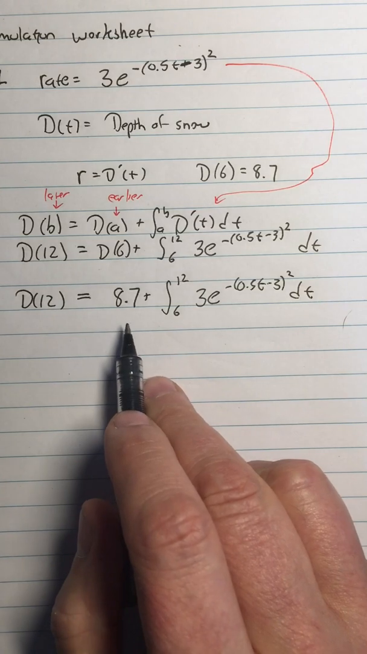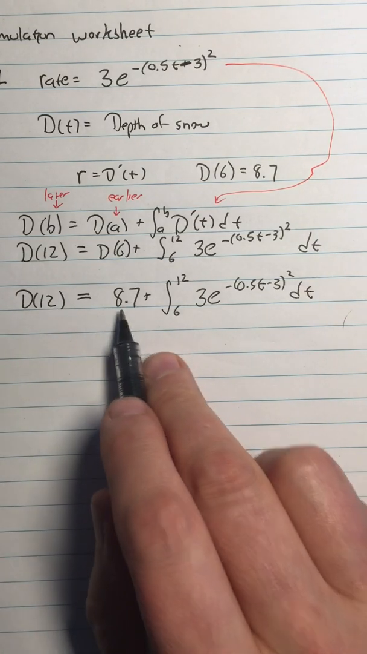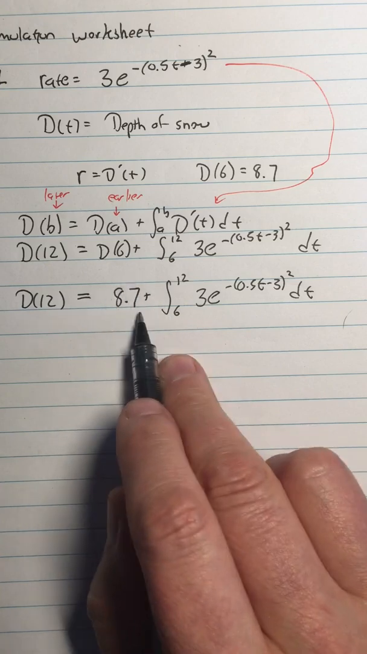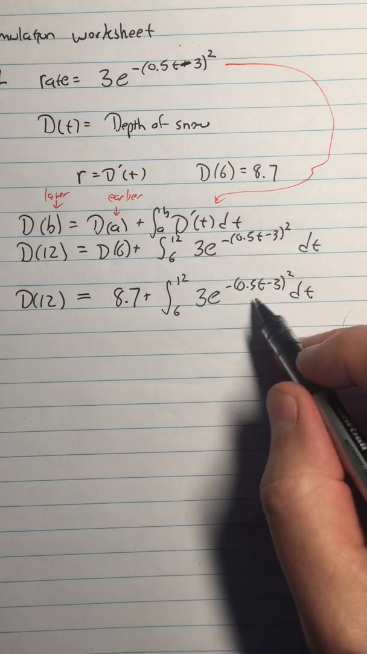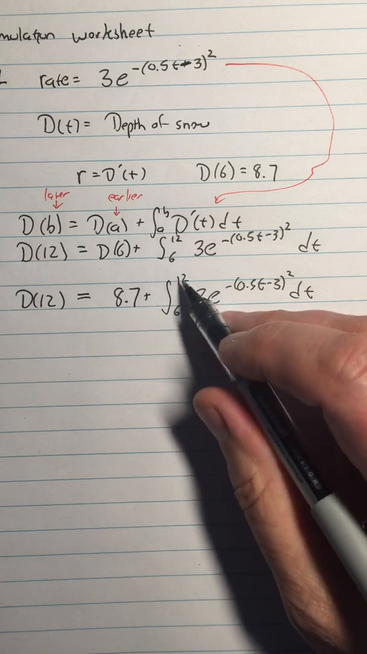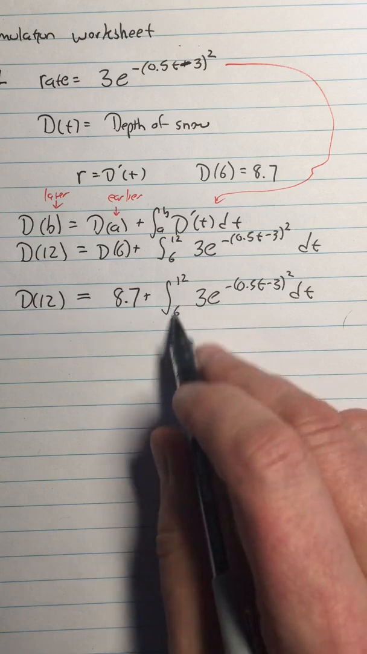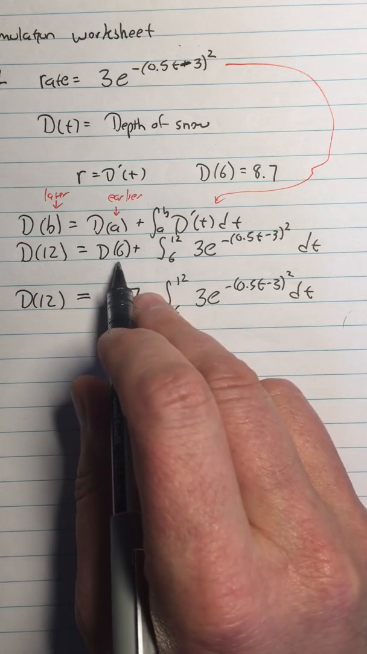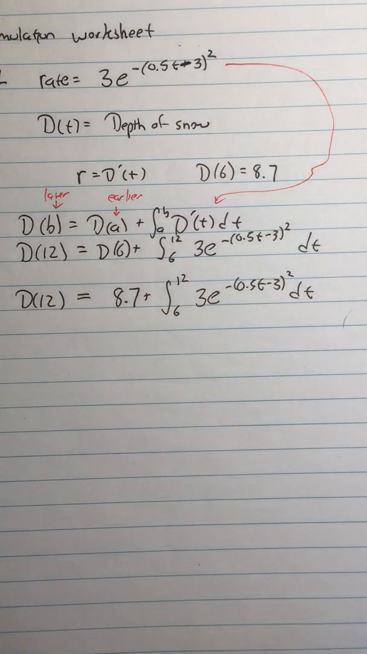So look, what this is really saying too is the depth of the snow at time 12 is equal to the depth at time 6, which is the 8.7 inches that we have, plus however much of this rate accumulated between the hours of 6 and 12, because 12 is what I want to know. This 6 to 12 is the difference between the amount of snow on the ground at time 6 and the amount that's on the ground at time 12.